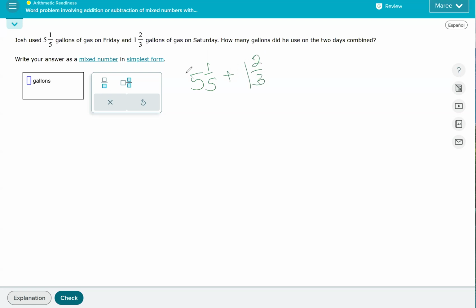So the common denominator with 5 and 3 would be 15. Now we need to make sure we're changing the numerator in the same way. So 5 had to be times 3 to get 15. 1 times 3 is 3. So our new numerator would be 3 on that one. 3 times 5 is 15, and 2 times 5 is 10. Then we can add these together by adding the whole numbers first. 5 plus 1 is 6. 3 plus 10 is 13, and we keep the 15 the same. So we need a mixed number, 6 and 13/15.